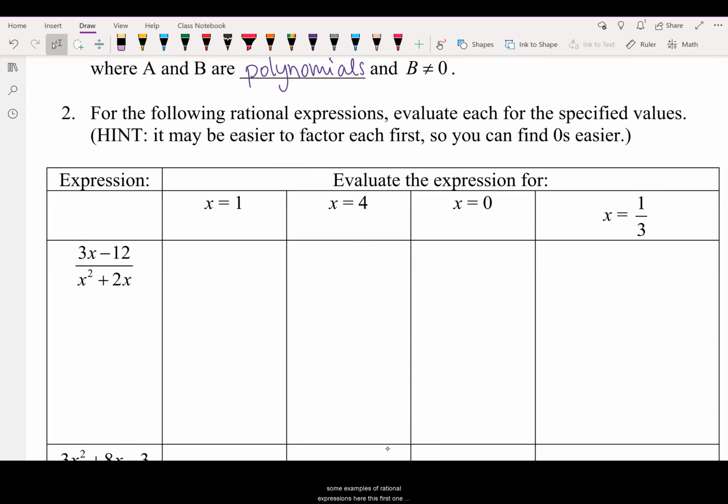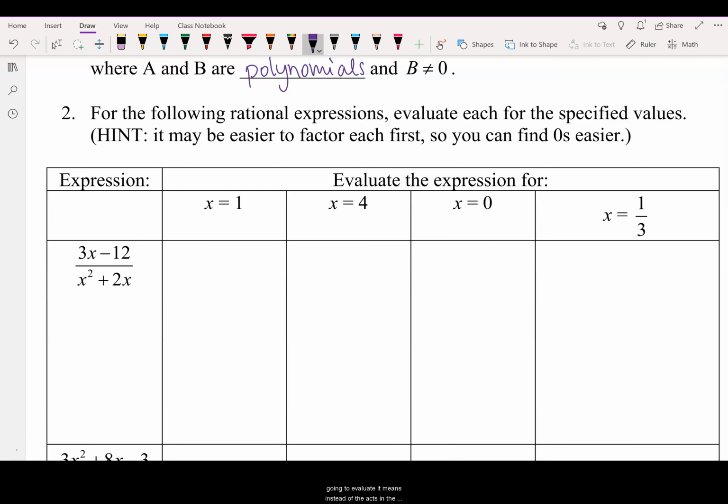Here, this first one, 3x minus 12 divided by x squared plus 2x. This is a rational expression because the numerator, 3x minus 12, is a polynomial. It's actually a linear polynomial. And the denominator, x squared plus 2x, is a polynomial. It's actually a quadratic polynomial. For this expression, we're going to evaluate it for x equals 1.